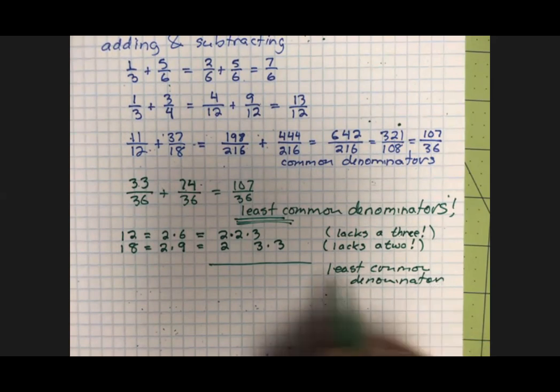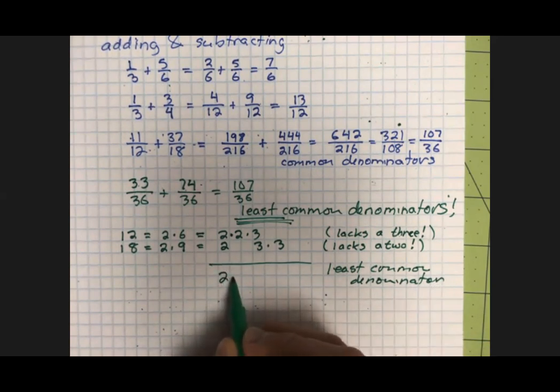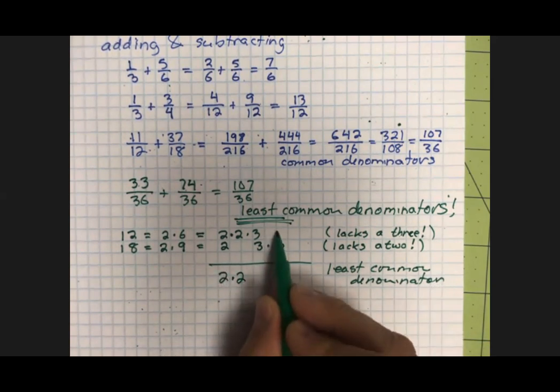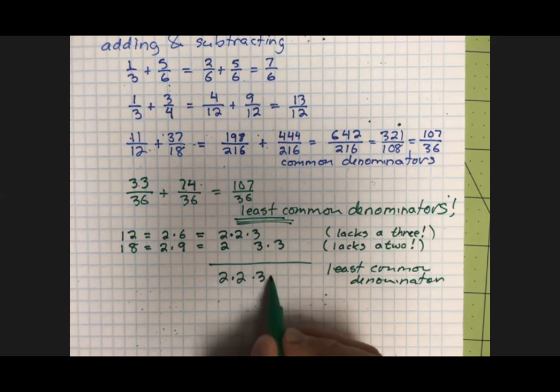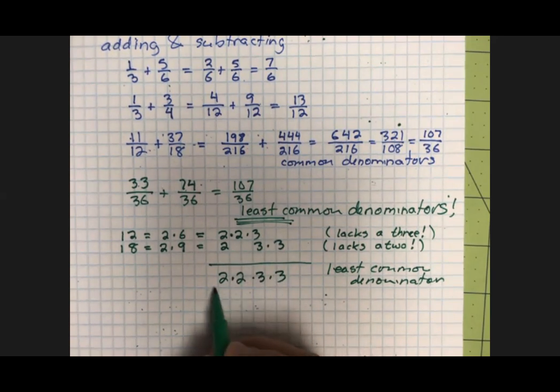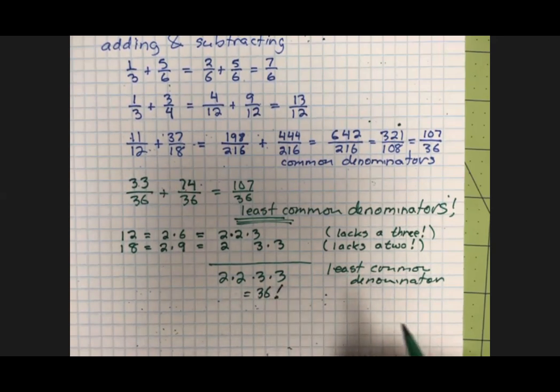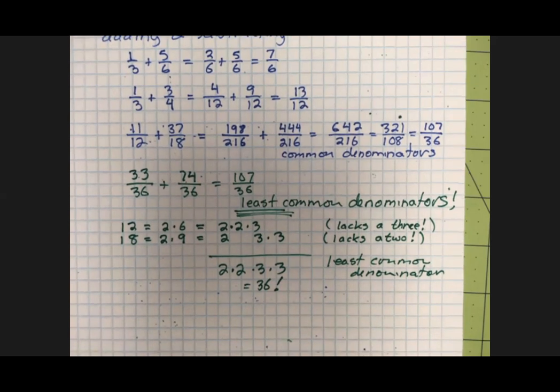Well, now you do. You need to fill in that 2, and you need to fill in that 3. And then you check this out. What is 2 times 2 times 3 times 3? 4 times 9, 36. So you make the least common denominator by filling in the missing pieces.